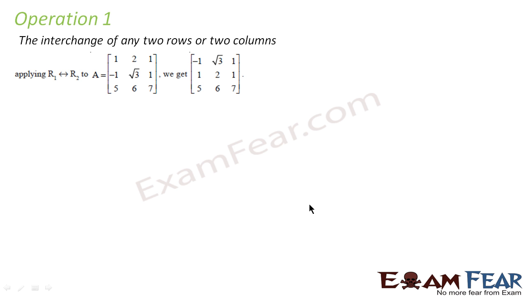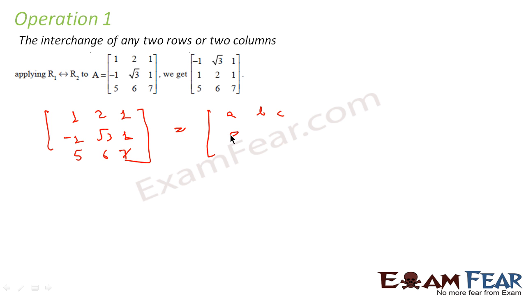So the example is, if A is this, I get this. For example, let's suppose I tell you 1, 2, 1, minus 1, 2, 3, 1, 5, 6, 7. Correct. This is nothing but equal to some set A, B, C, D, E, F, G, H, I. Let's suppose.